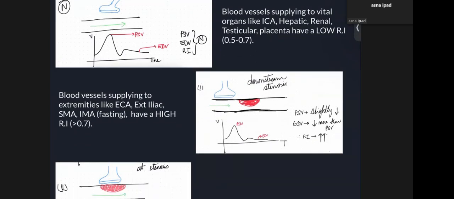Now we have a vessel with a stenosis. A downstream stenosis is when a probe is placed proximal to the stenosis. In this case, the PSV slightly decreases, and EDV increases more than the PSV, resulting in an increase in the RI. So in the case of a downstream stenosis, you get a higher RI. That should be more than 0.7. Imagine, it should be more than 0.7.